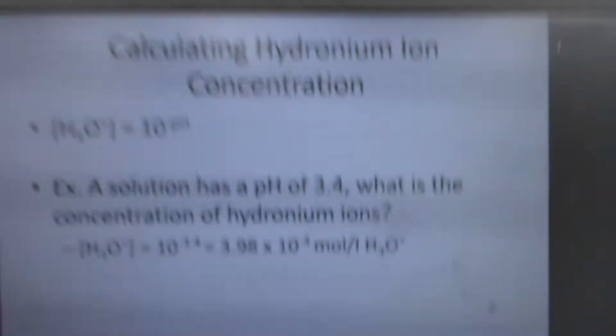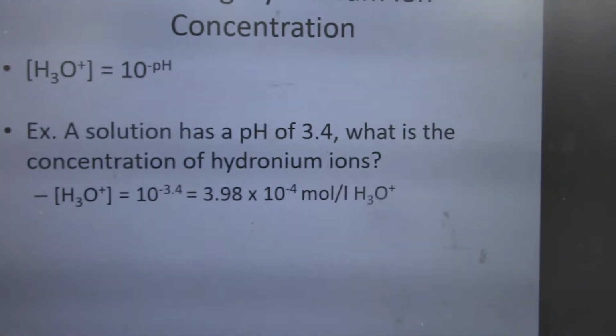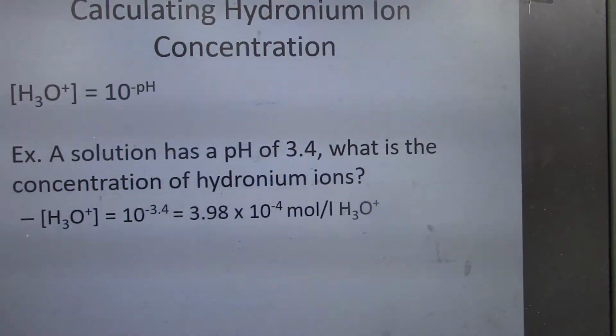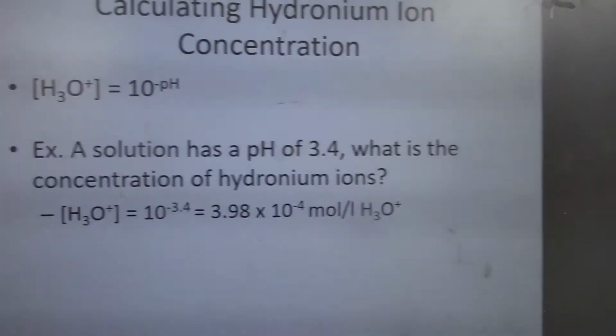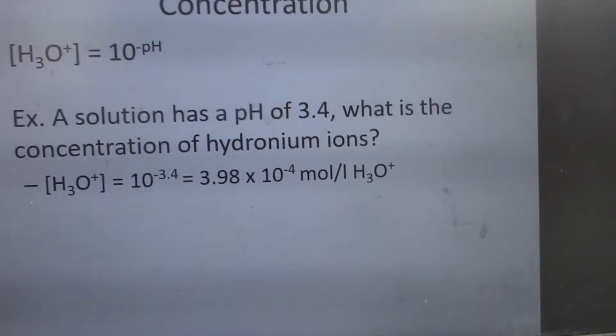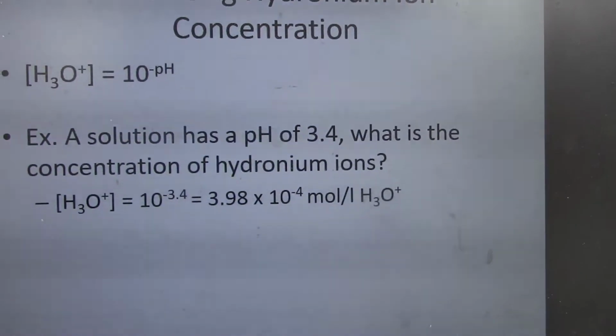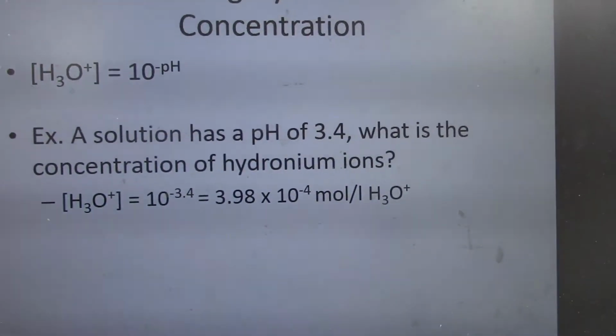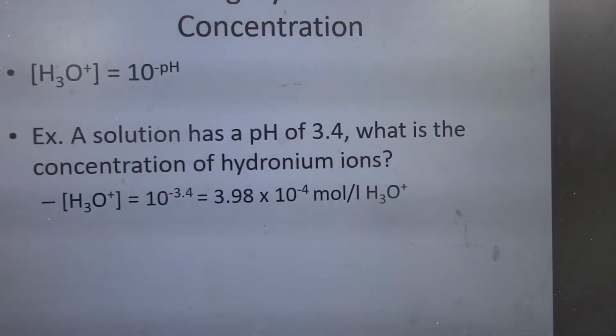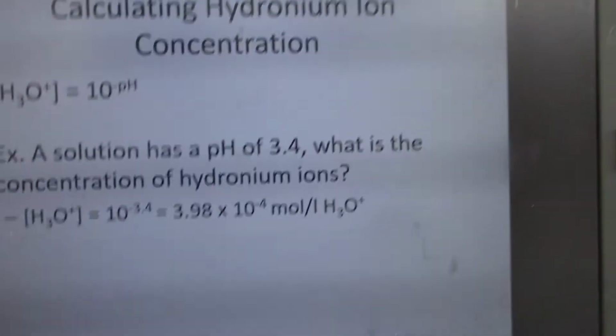For example, I'll give you an example question here. A solution has a pH of 3.4. What is the concentration of hydronium ions? And you can see that we always measure in moles per liter. So 10 to the negative 3.4, when we use our exponents on a calculator, equals 3.98 times 10 to the negative 4th moles per liter of hydronium.